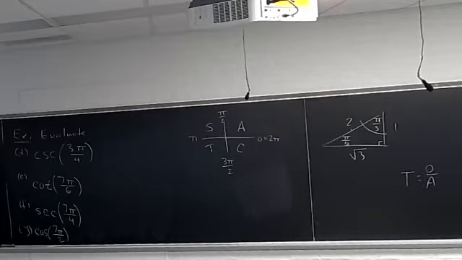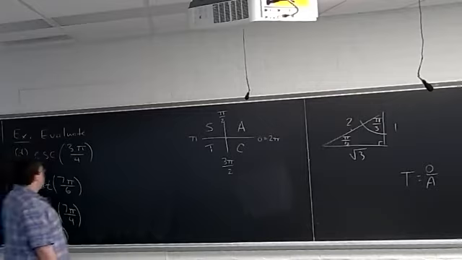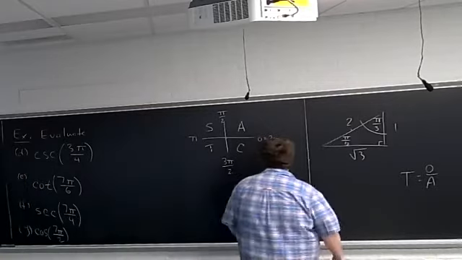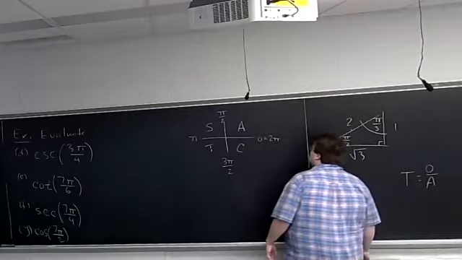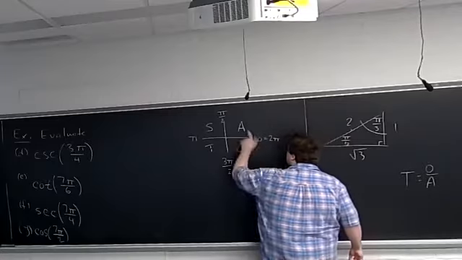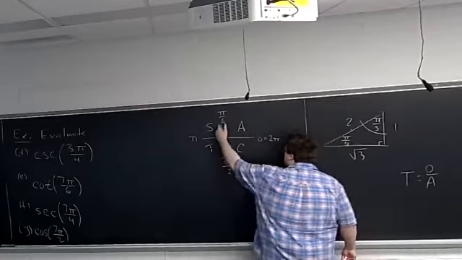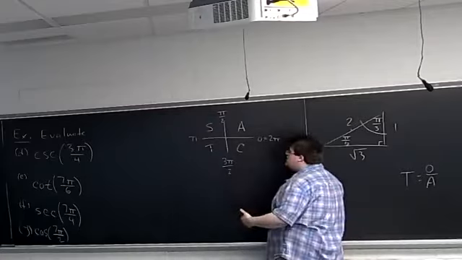So part D, cosecant of 3 pi over 4. The coefficient of pi is 3 quarters. 3 quarters is not between 0 and a half. 3 quarters is between half and 1.